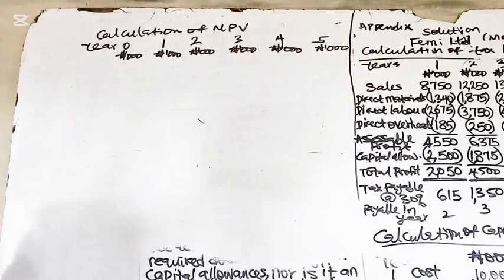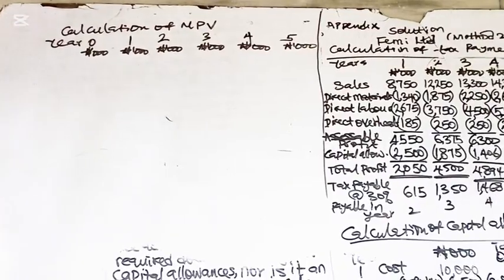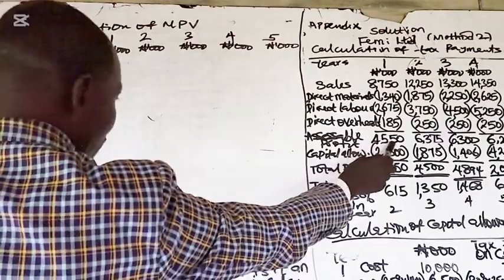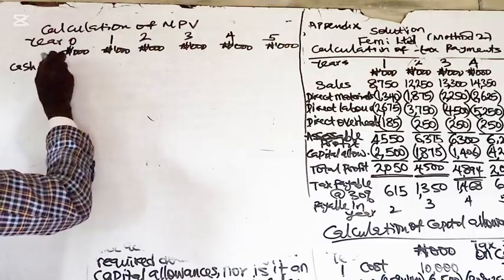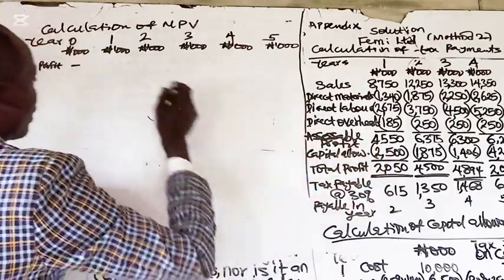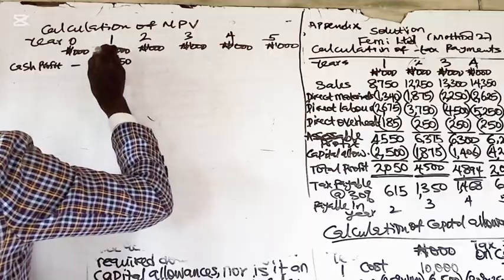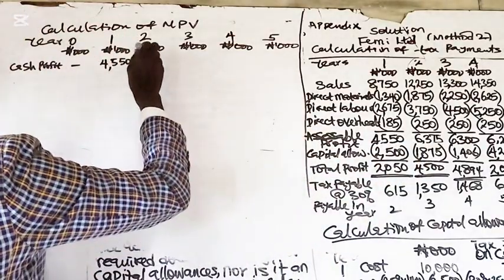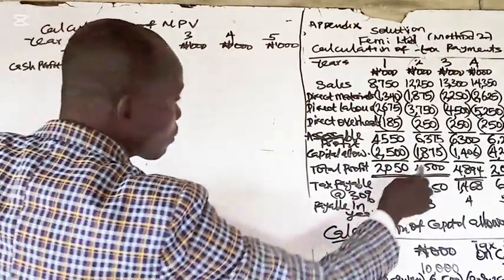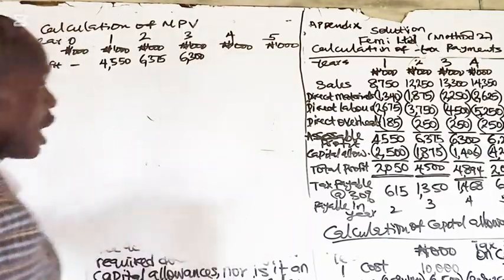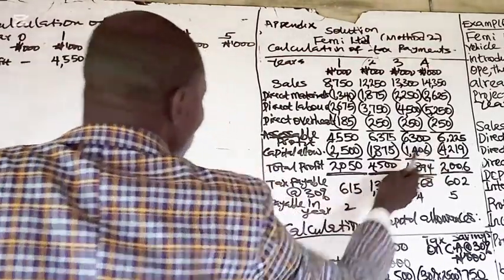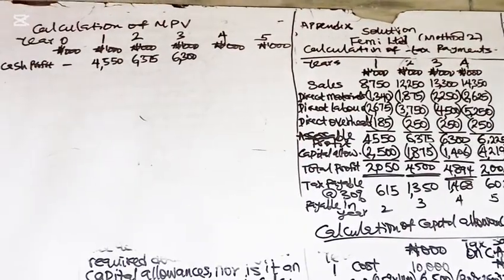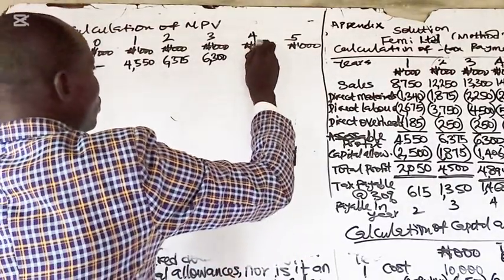So you already have the cash profit, which was our accessible profit. Cash profit of 4,550 is year 1. Year 2, 6,375. Year 3, 6,300. And in year 4, we have 6,225.